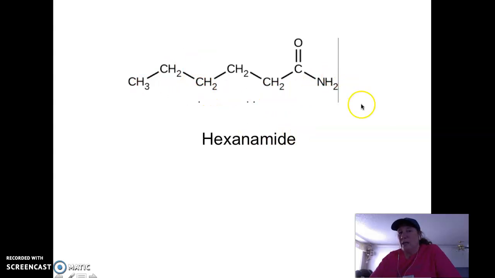So that's how you would name it. This is going to be on the end. This group is always going to be on the end because it can't be in the middle. There's too many bonded things here. So that's the nice thing about it. So you just do your count, your 1, 2, 3, 4, 5, 6, hexa, and then amide. That's all you have to do for that.